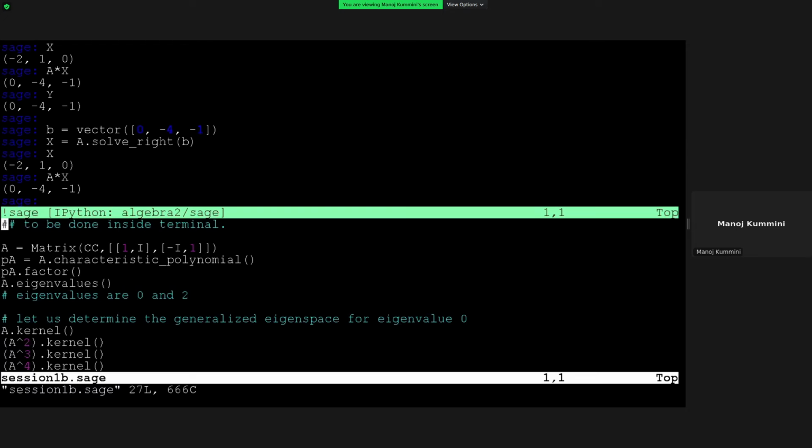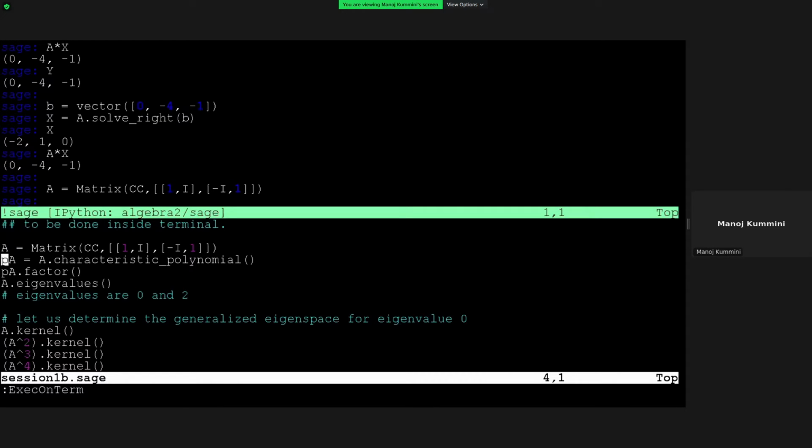Okay, so now I want to do a slightly different example, on echelon form and solving linear equations. So we just saw one example. Now I want to work with a different matrix.